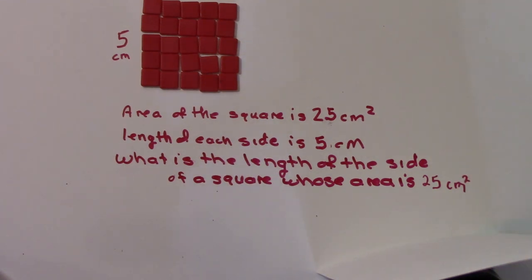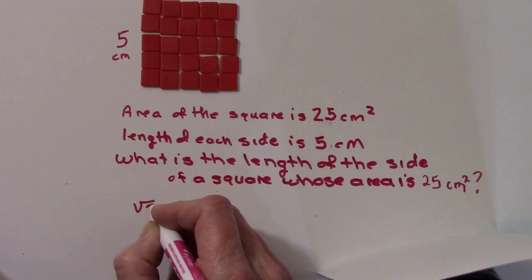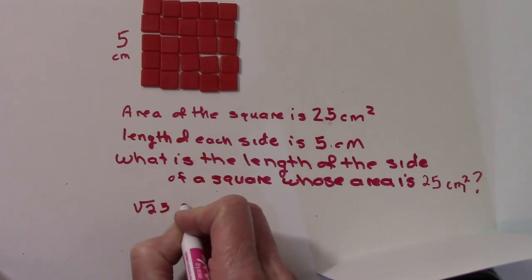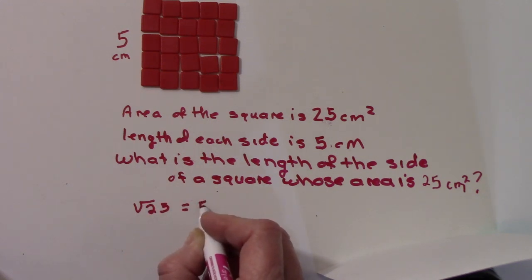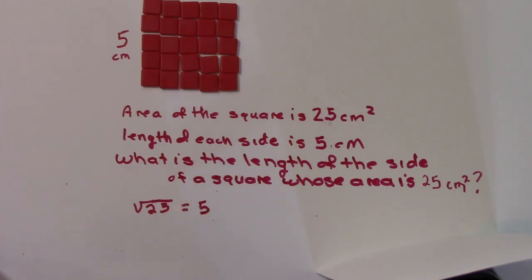But another way of writing the question, instead of writing this whole long question, I can simply write the square root of 25 is, in this case, 5. So the square root of 25 is the shortcut way of writing what is the length of the side of a square whose area is 25 centimeters squared. The shortcut is using that square root symbol.